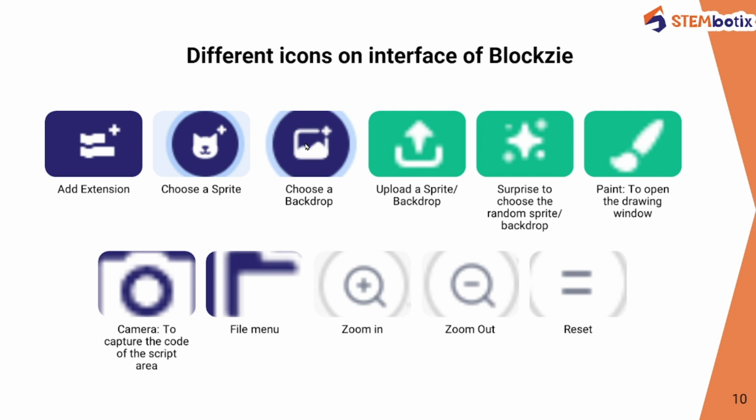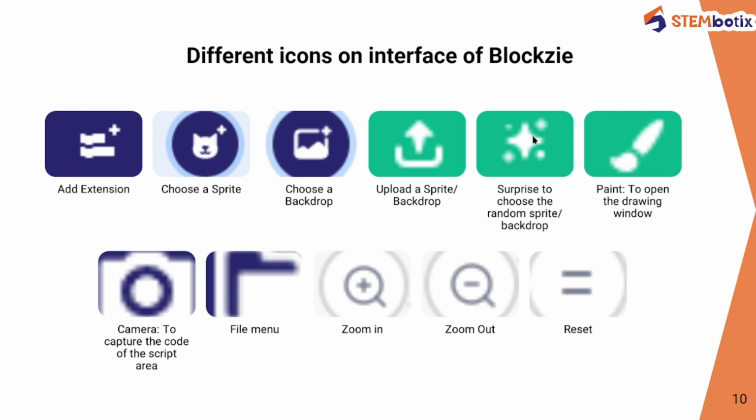Then after, this is used to choose a backdrop. If you want to change the backdrop or background, you can just click onto it and go through the search area. After clicking onto this, you also have three particular sections. If you want to upload a sprite or background of your choice, you can do that using this icon. Clicking onto it, you can upload your preferable sprite and backdrop.